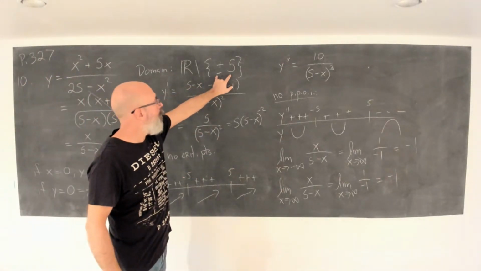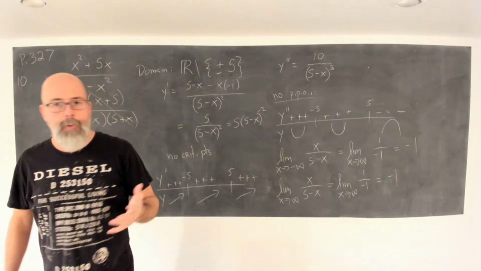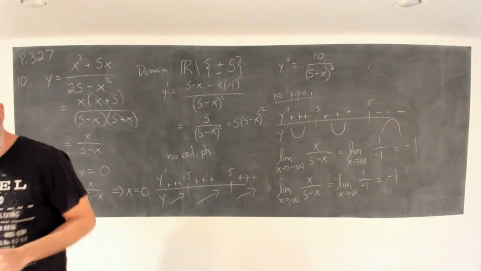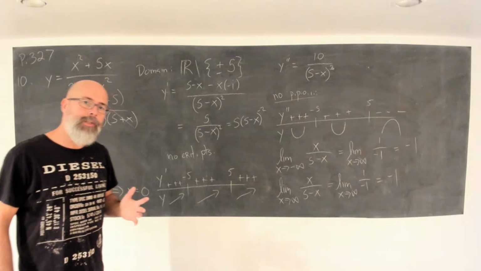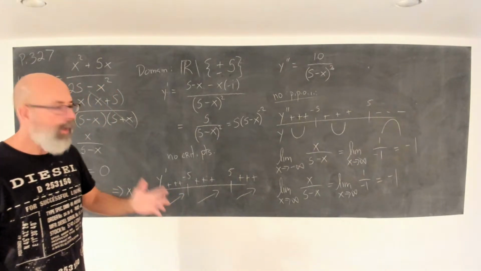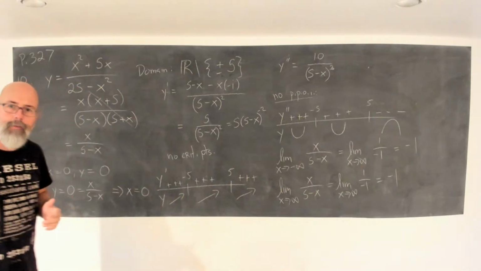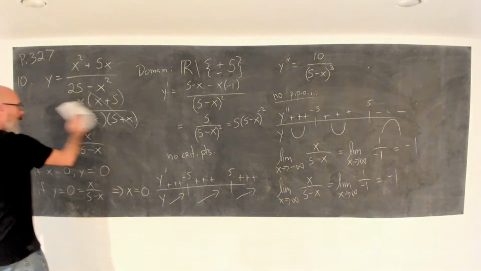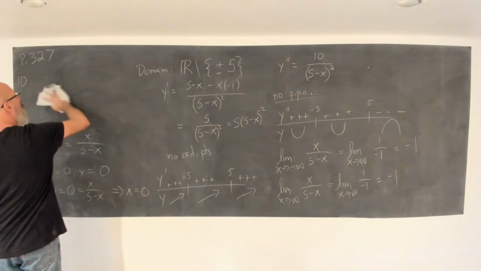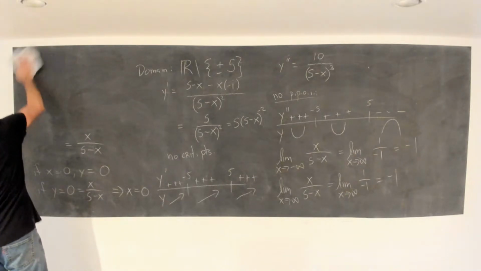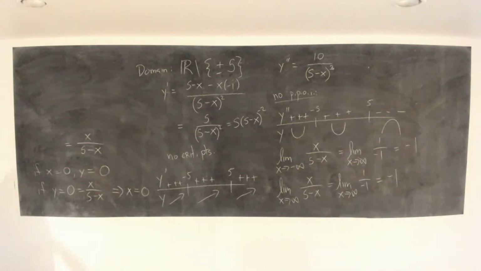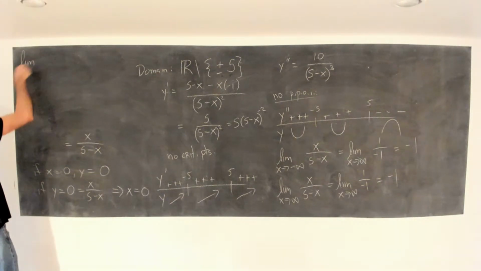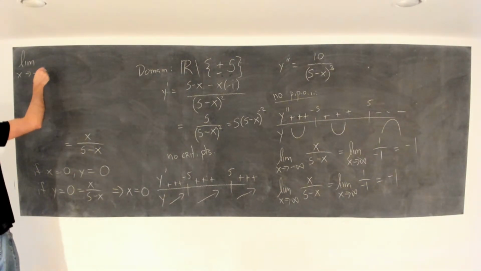But now if you look at your domain, plus or minus 5 are not in the domain. The obvious question arises, what's going on there? How does your function behave at or near 5 and negative 5? These are important questions that will be reflected in our graph. So let's investigate. What is happening as x goes to negative 5 from the left?